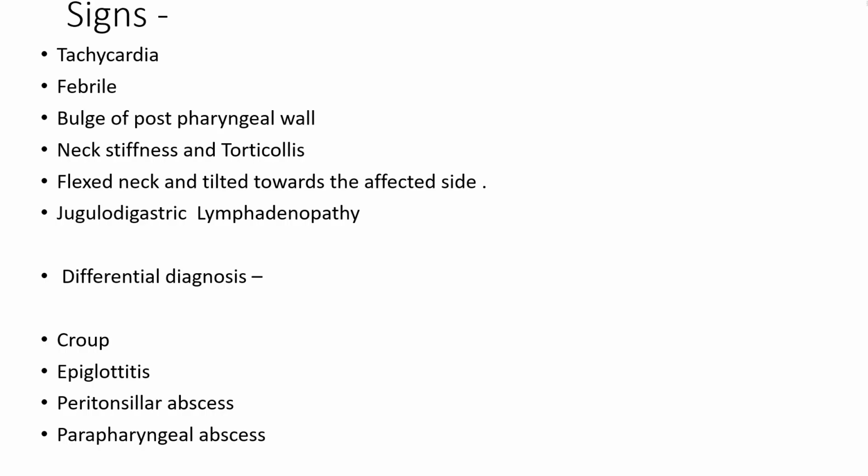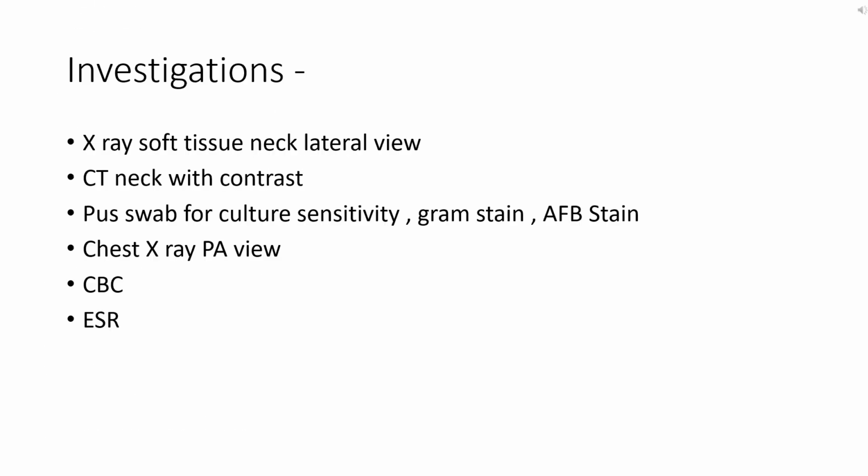What are the differential diagnosis of retropharyngeal abscess? It can be croup, that is acute laryngotracheobronchitis or LTB. It can be acute epiglottitis also. It can be peritonsillar abscess or parapharyngeal abscess. So these are the few differentials of the retropharyngeal abscess.